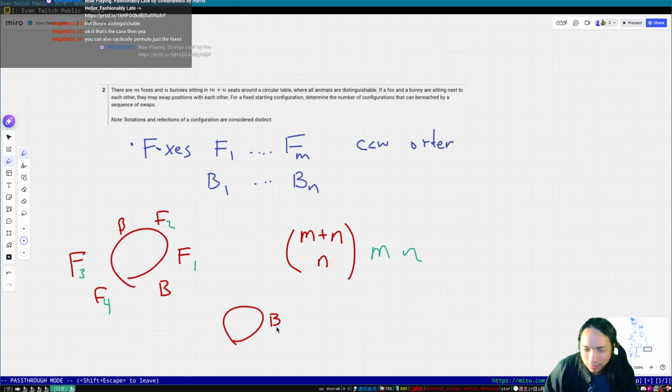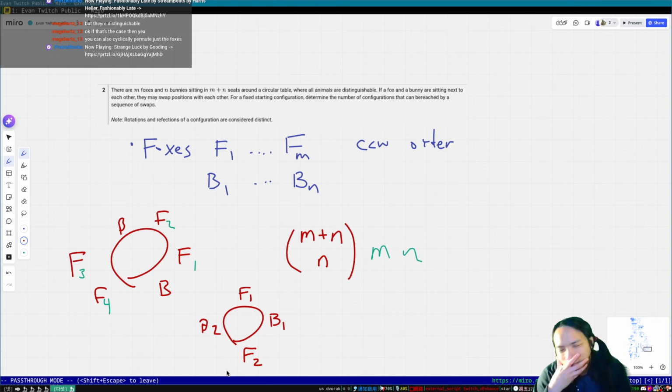Okay, let me actually do a case. If I have B2, F1, F2, and... Okay, yeah, there's actually something to do here. Damn it. I thought I was going to get this quickly.